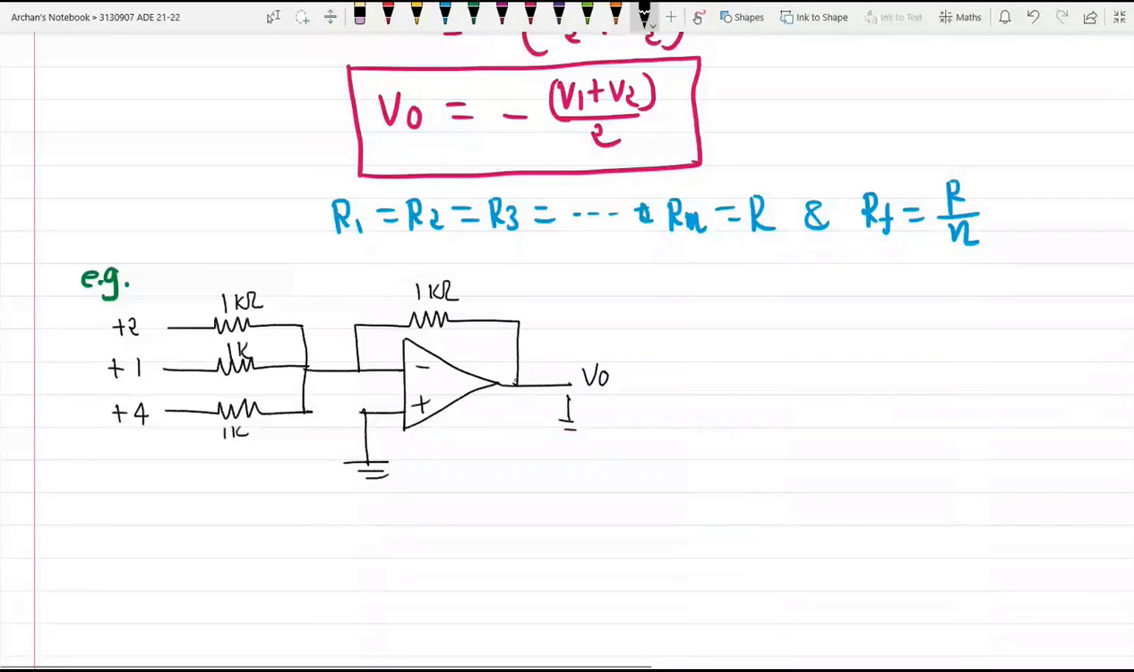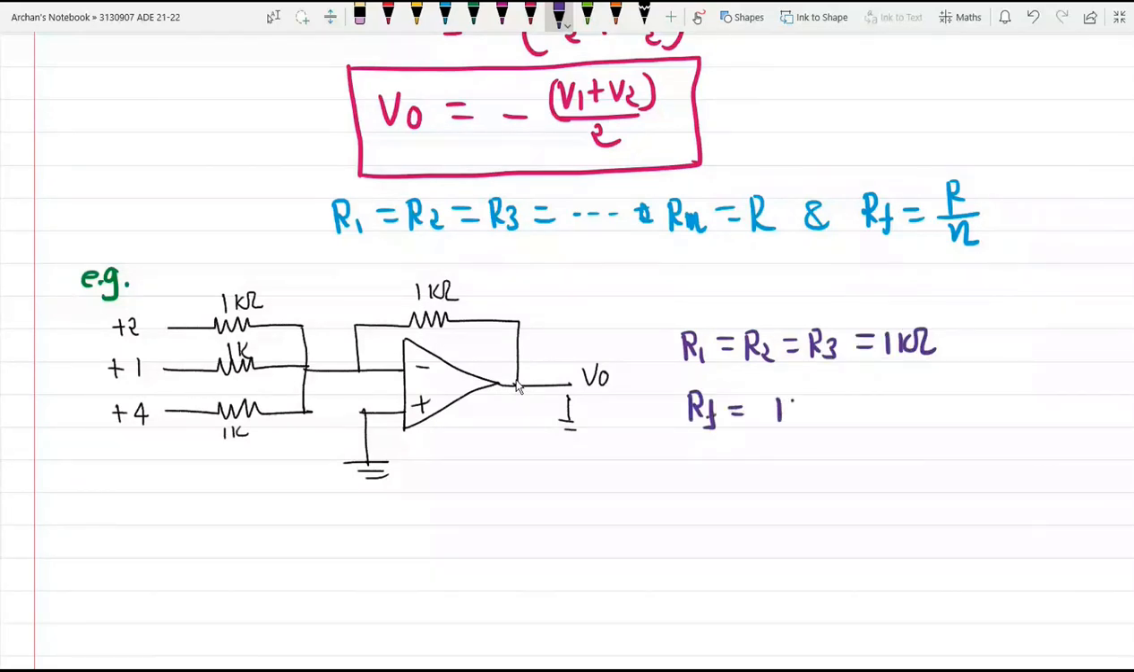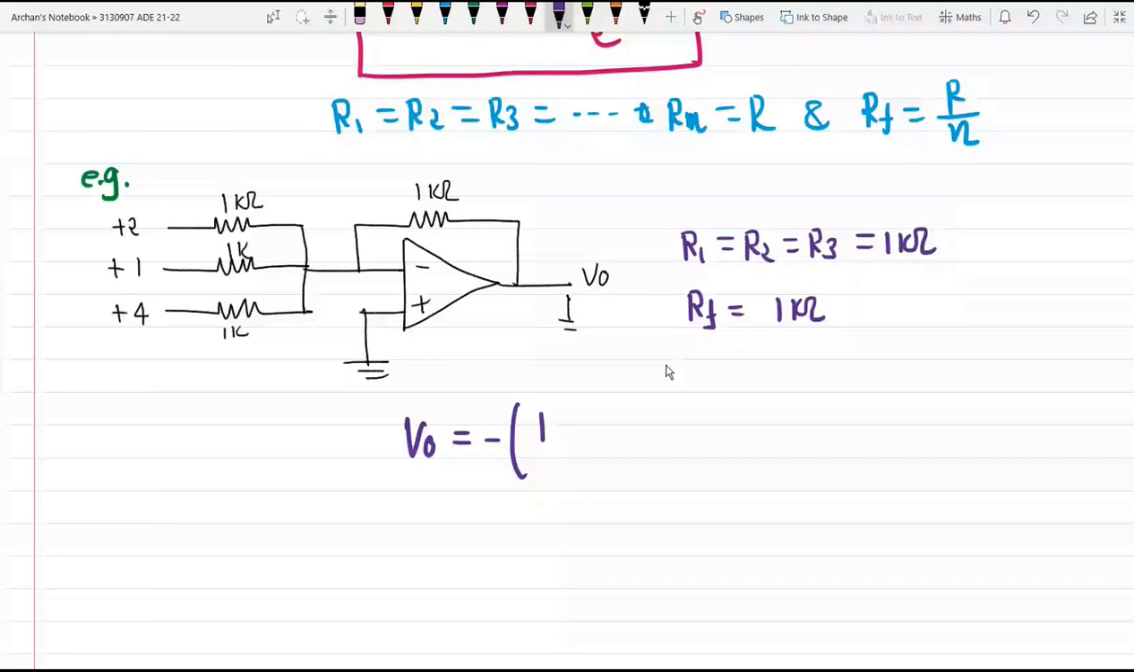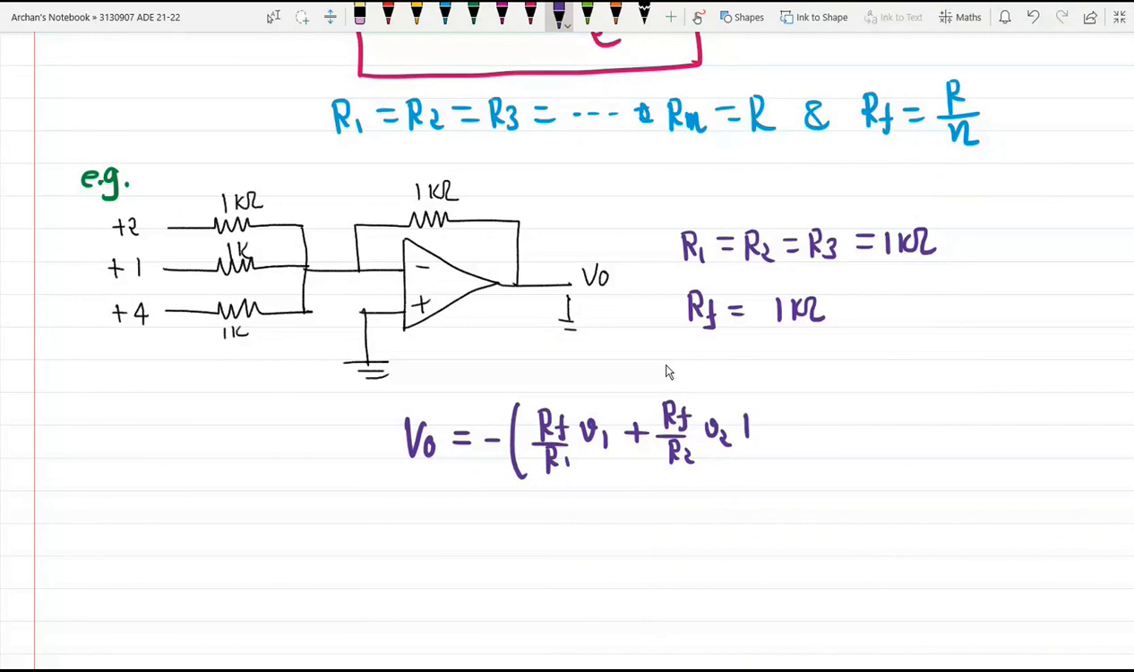So here we have the values R1 equal to R2 equal to R3 and that is equal to 1 kilo ohm, and feedback resistance Rf also has a value of 1 kilo ohm. Now for this typical circuit, if we wish to write down the equation for output voltage, then it is equal to minus Rf by R1 times V1 plus Rf by R2 times V2 plus Rf by R3 times V3.